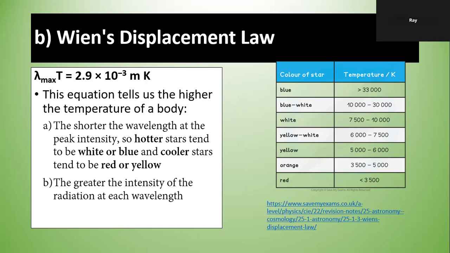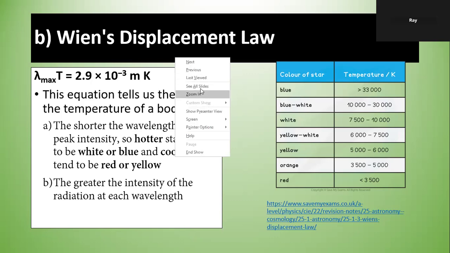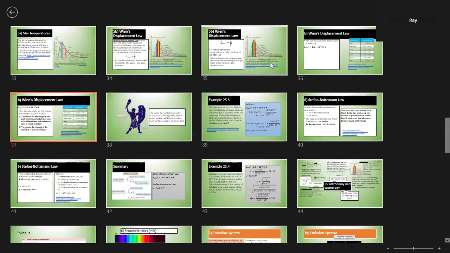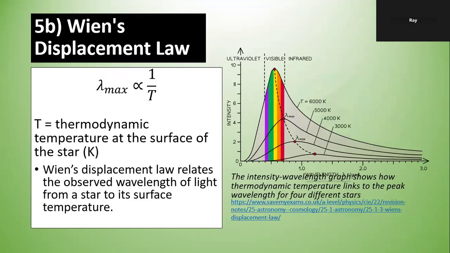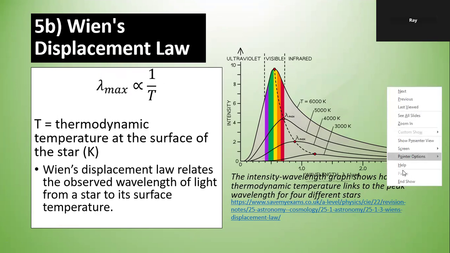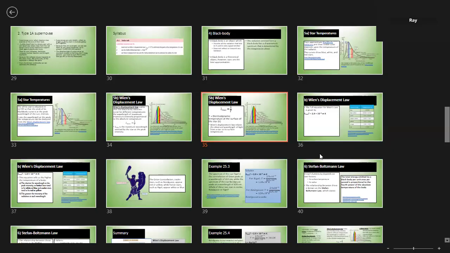The greater the intensity of the radiation at each wavelength. So the lower the wavelength, the greater will be the intensity. You can see from the graph there. Lower wavelength, greater intensity, and higher the temperature. Any comments so far? Or anything that is not clear?